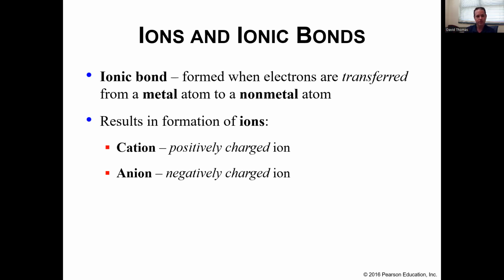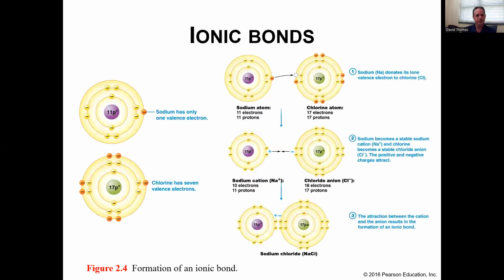If for whatever reason the atom gains an electron, and an electron is transferred to that atom, then the atom is no longer neutral. It's gained an extra negative charge, and so a negatively charged ion is referred to as an anion. And when those come together, they form a special type of chemical bond known as an ionic bond. So let's take a look at figure 2.4 from the textbook.